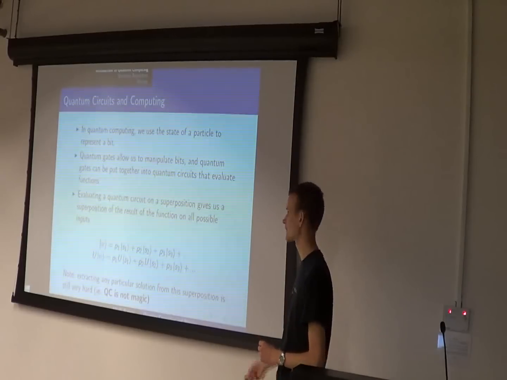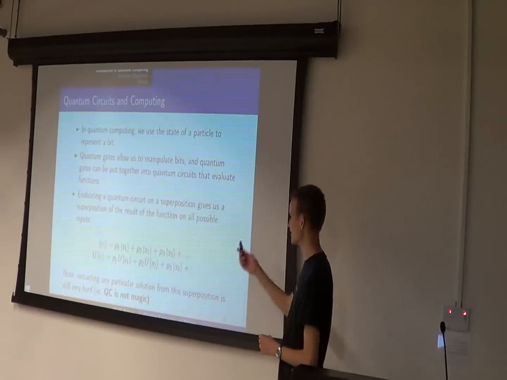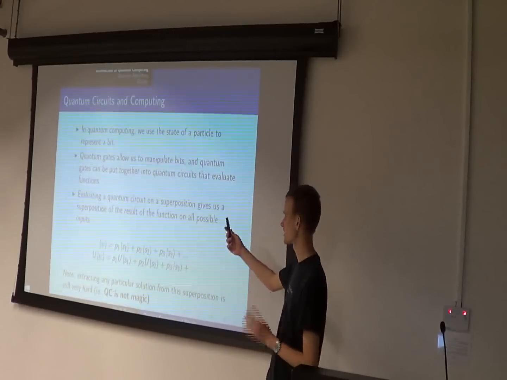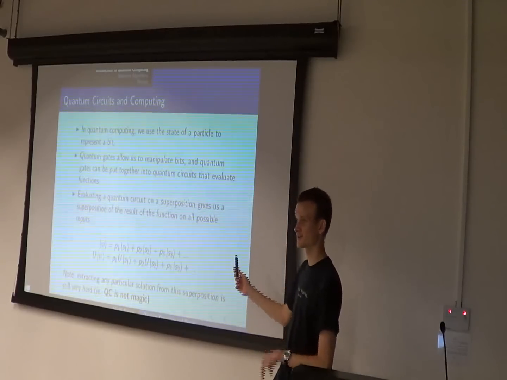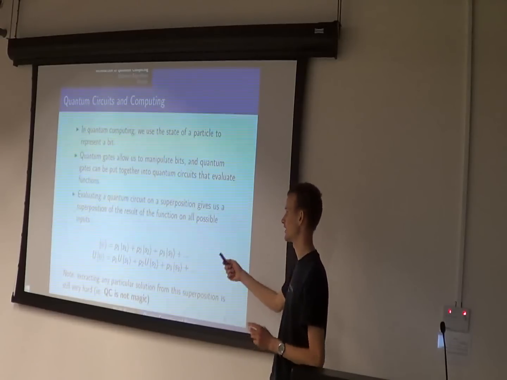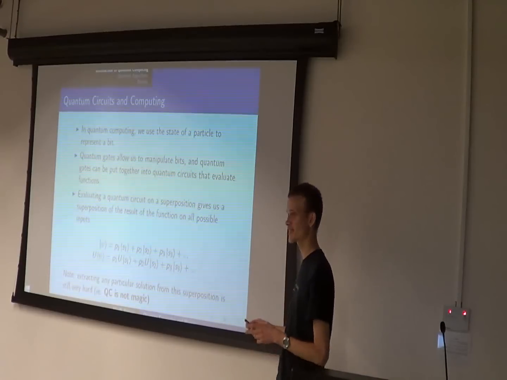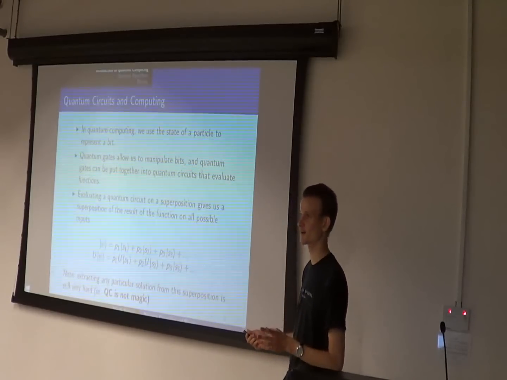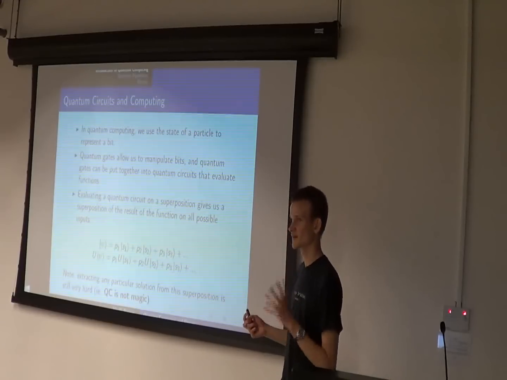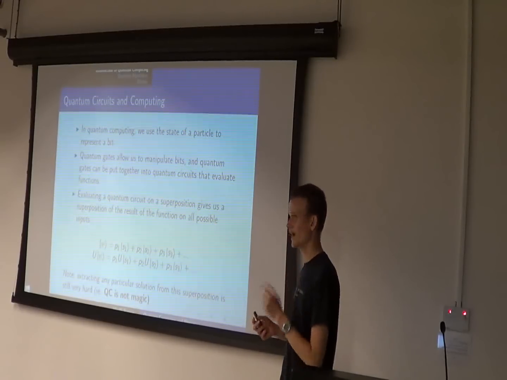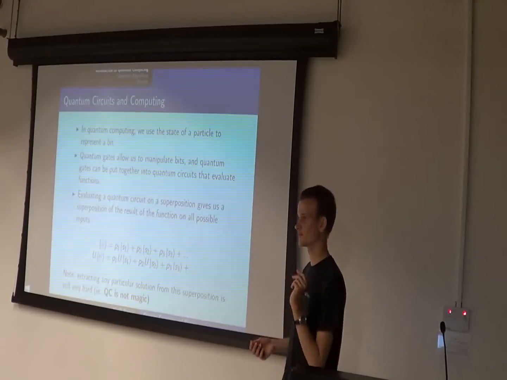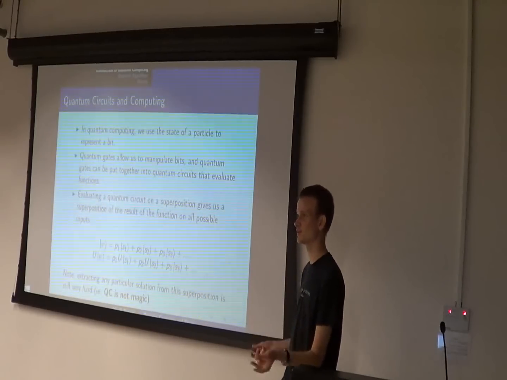So here's the nice thing about superpositions. If you take a superposition over multiple states and you evaluate a quantum circuit on it, what you're really doing is you're evaluating a quantum circuit over everything in the superposition at the same time. So why is that powerful? Because for example, say you have some problem, any problem. For example, you have some function and you want to find some value such that the function applied to the value gives you 0.